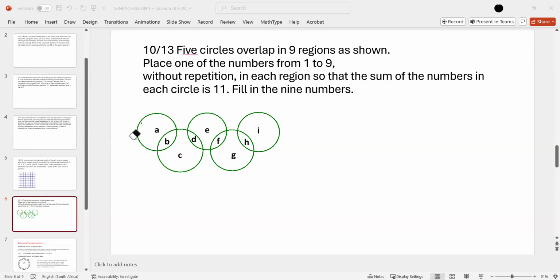In other words, if you add those two numbers, you get 11. If you add these 3 numbers, that's 11, 11, 11. So the numbers in each circle sum to 11, and you got 9 numbers. How do you place them? There are so many ways of doing this, but each time you have to ask yourself whether you are adding up to 11, and you're not allowed to repeat. You have to put all the numbers from 1 to 9. So this is an interesting one.